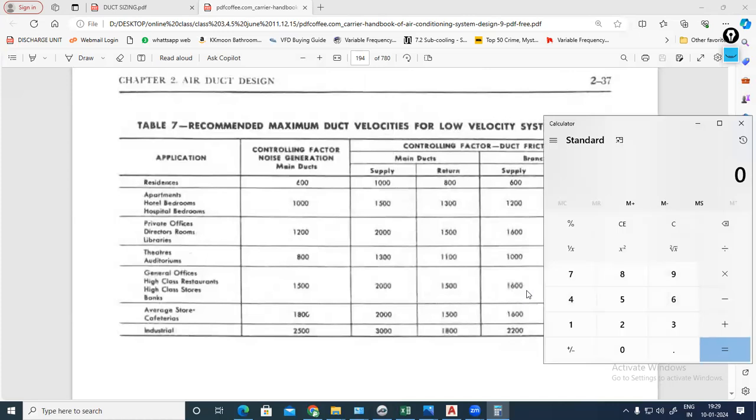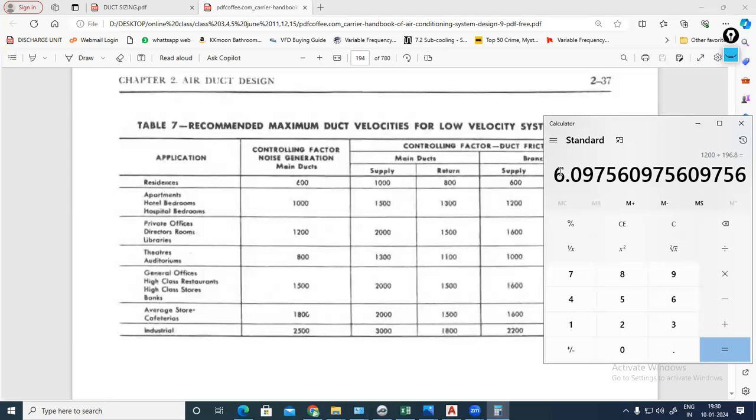1200 feet per minute, how much meter per second can it come? 1200 divided by 196.8, 6 meter per second. Correct. 6 meter per second. Okay. This one, how did I find it?